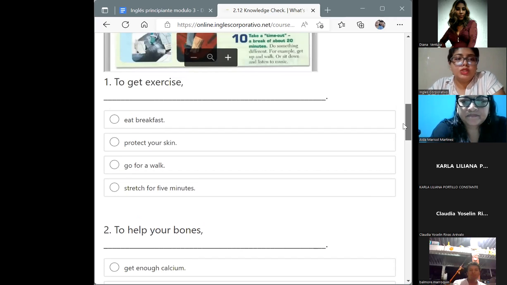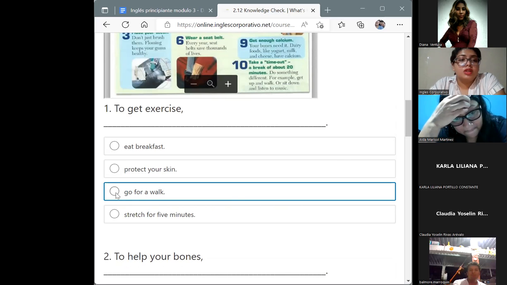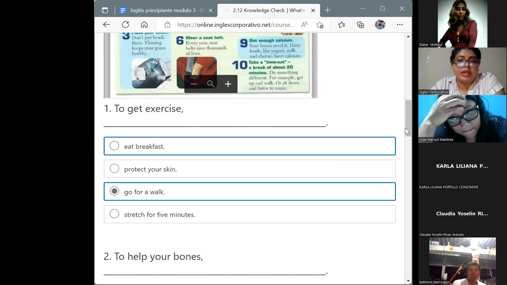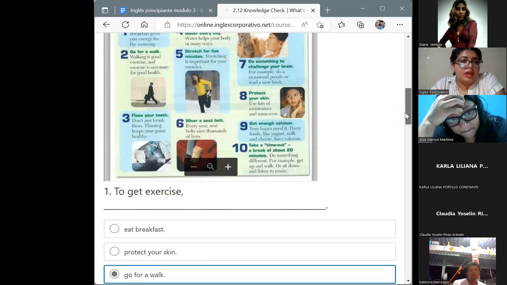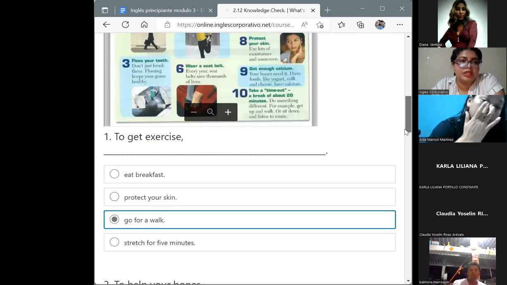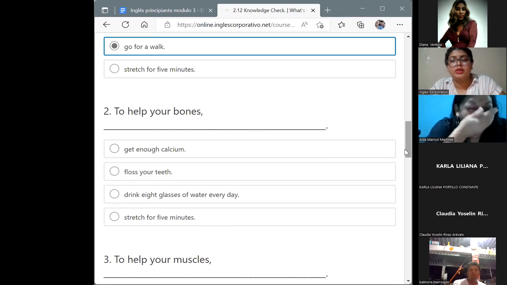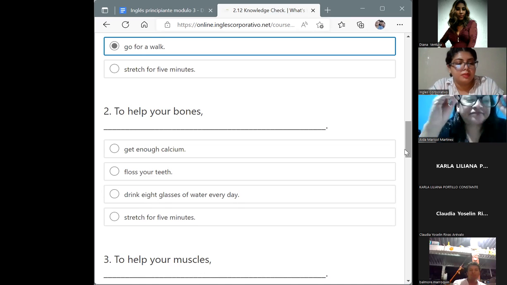Number one, to get exercise is at breakfast. Protect your skin, go for a walk, or stretch for 5 minutes. Go for a walk. Just in that case, it says, go for a walk. Walking is good exercise. To get exercise, you need to go for a walk. To help your bones, what do you need to help your bones?